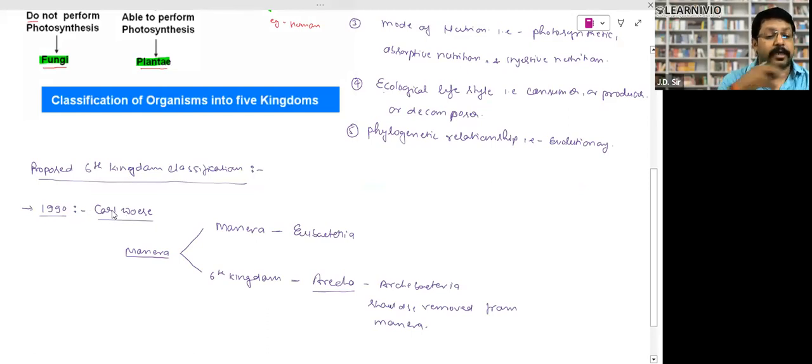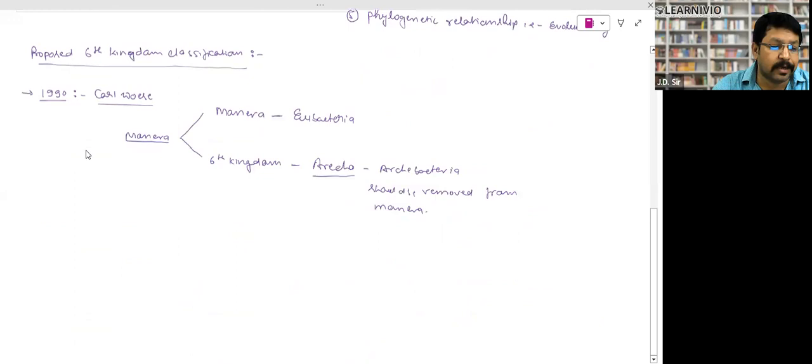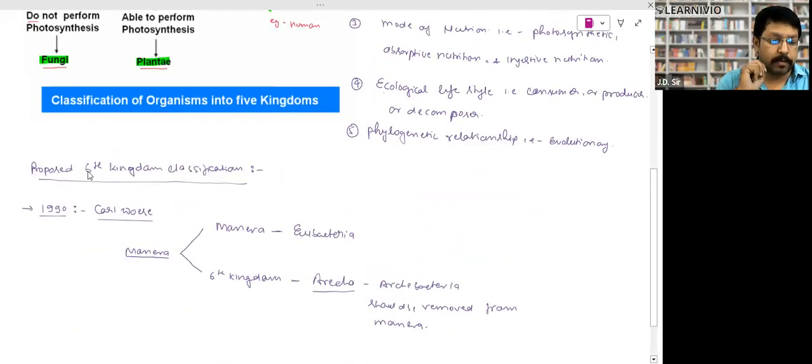Carl Woese was a scientist who said that Monera should be divided into 2 parts: eubacteria and archaebacteria, right? Monera is represented by bacteria. Carl Woese said there are 2 kinds of bacteria: eubacteria and archaebacteria. Archaebacteria are the oldest cell, the oldest bacteria, and eubacteria are new bacteria. Eu means new and archae means old, right?